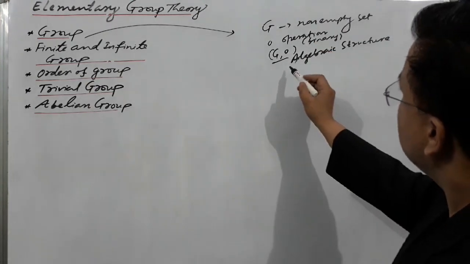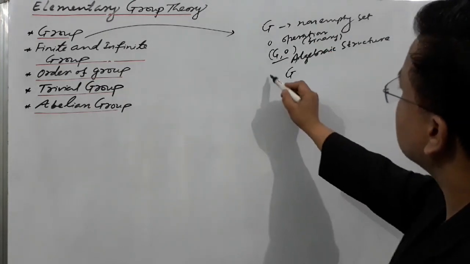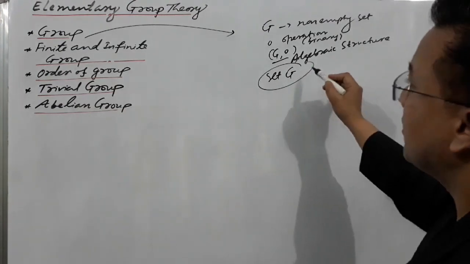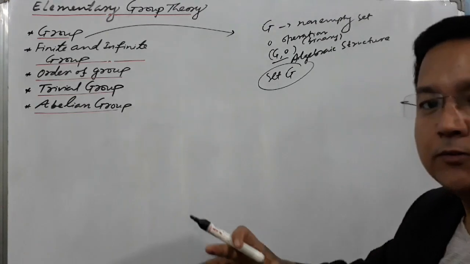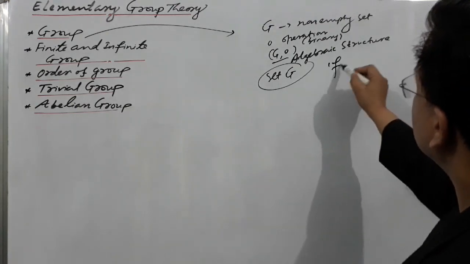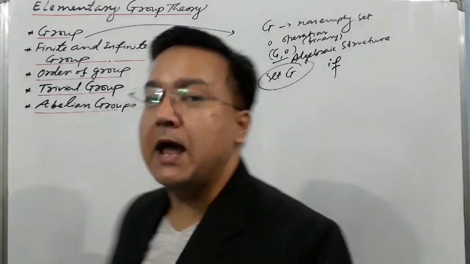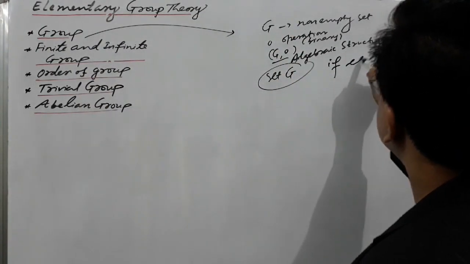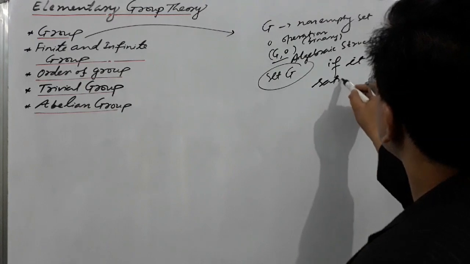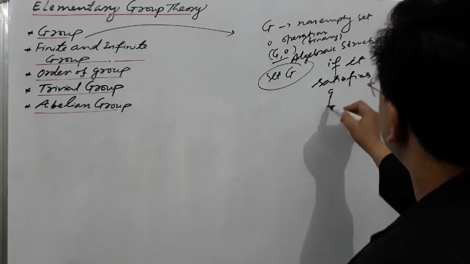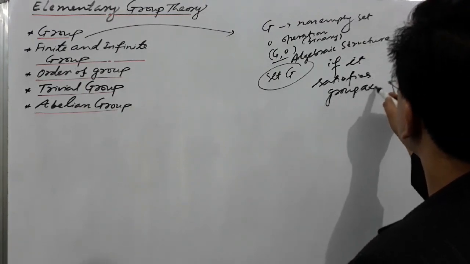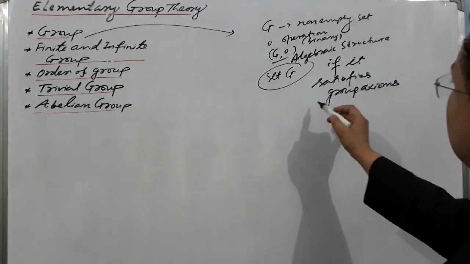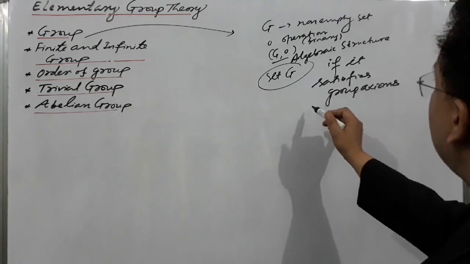Now this set G is said to be a group if it satisfies the group axioms. There are four group axioms. So what are the group axioms? Let's know.